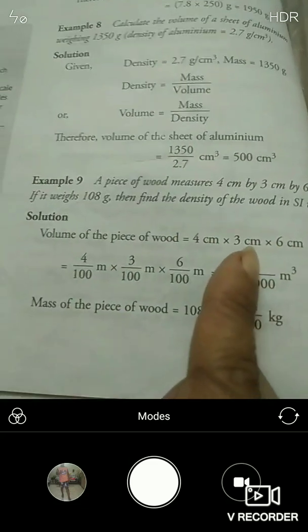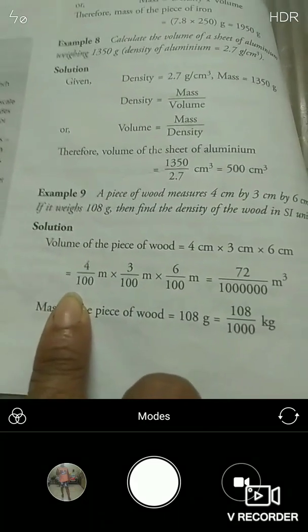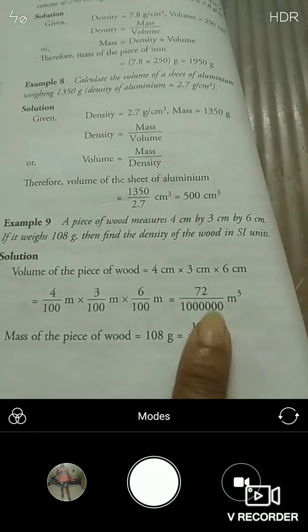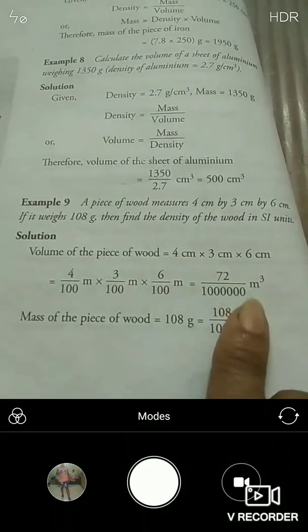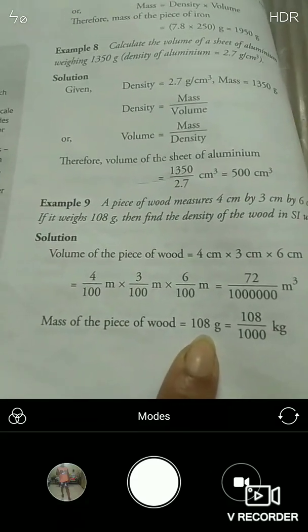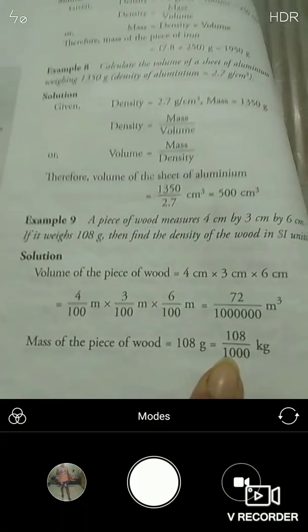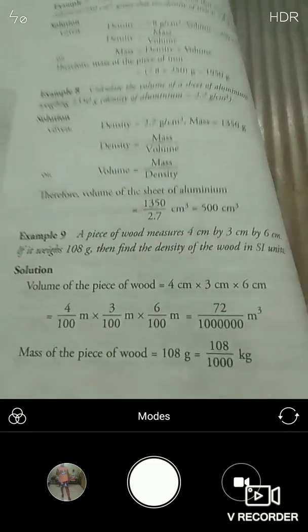For that reason we have to convert the centimeter value into meter, because for conversion of centimeter to meter we have to divide by 100 on each unit. For that reason it is 72 by 10 to the power 6 meter cube. This is already turned into meter. After this, the mass of the wood is given as 108, but it is in CGS unit, so you have to convert it into the MKS system, that is SI unit. That is 108 gram. If we convert it to kilogram, that will come by dividing by 1000, kg, right?